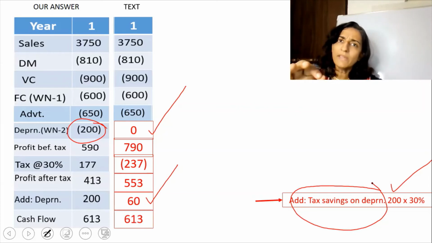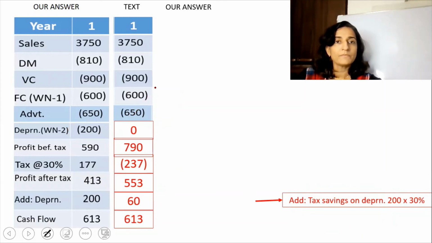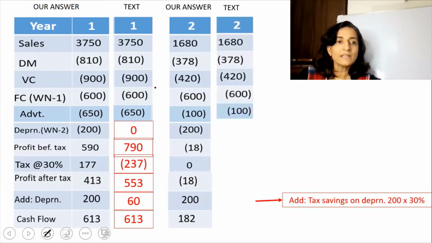And they will get the very same figure, 613, for year one. So year one is not a problem because we have a profit for year one. But in year two, I will show you the mistake that they have committed. So in year two, our answer appears like this and the text answer appears like this. So till advertisement, it is the same.